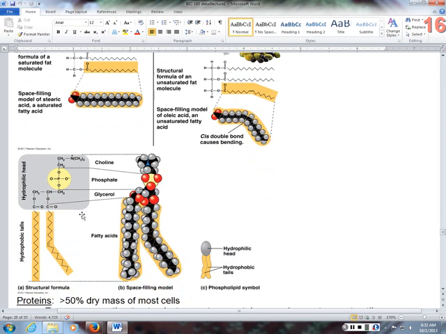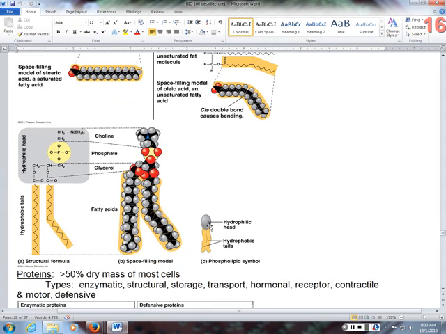This is your phospholipid here, so you've got the phosphate head and your two fatty acid tails on there. And then the smaller picture, the simpler one here.